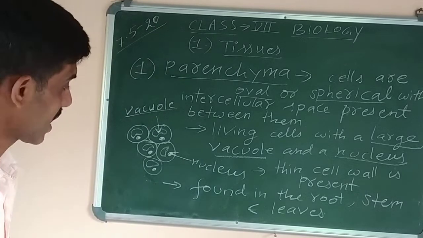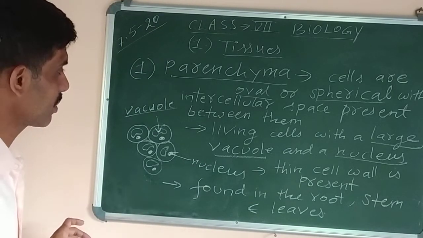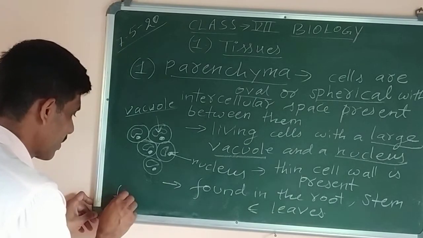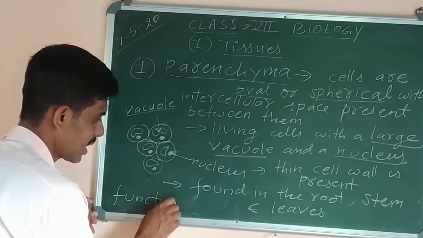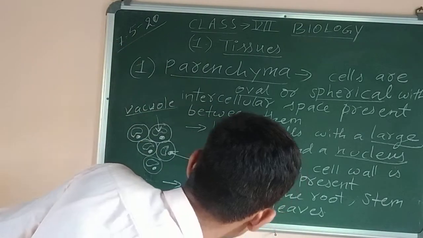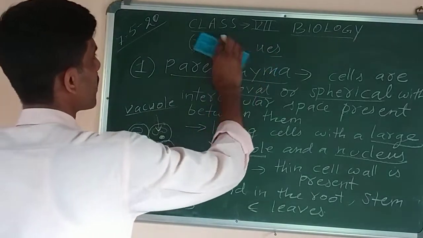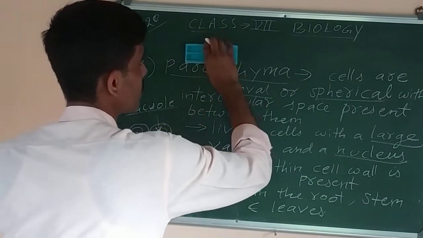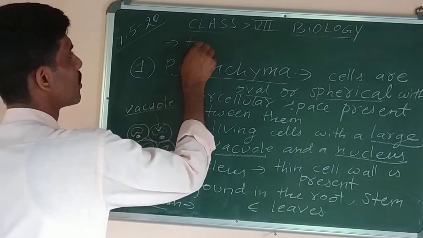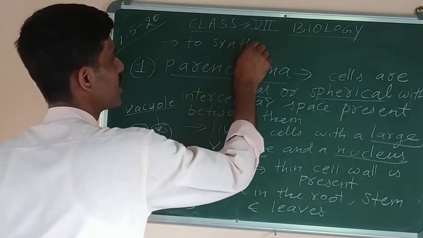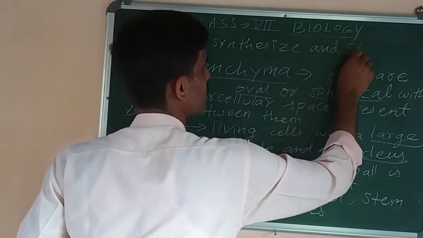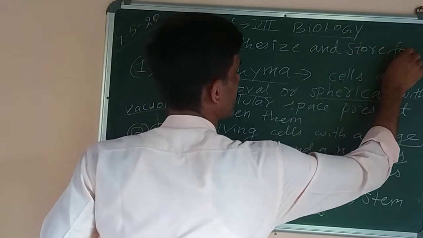Now what is the function? One last point. The function of parenchyma tissue is to synthesize and store food. So you can write here the function of parenchyma tissue, only one sentence. There is no place to write here, so I will just write it on the top: to synthesize and store food. Synthesize means to make, to produce, and store food.